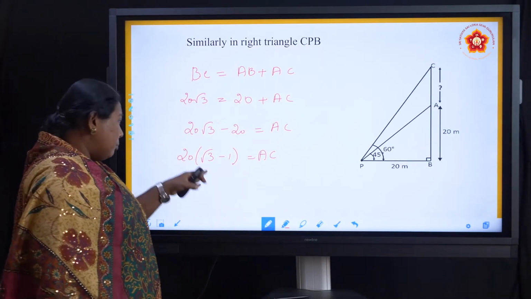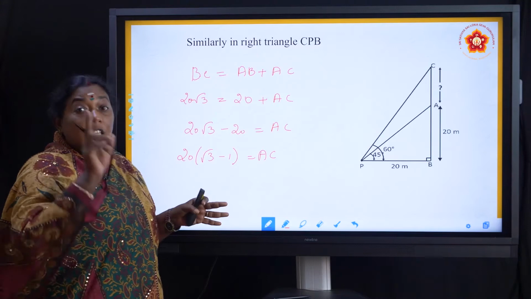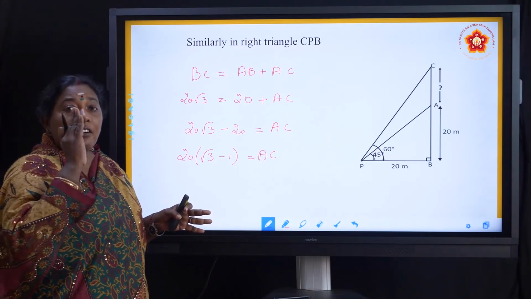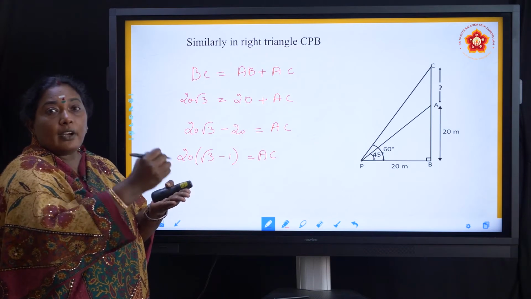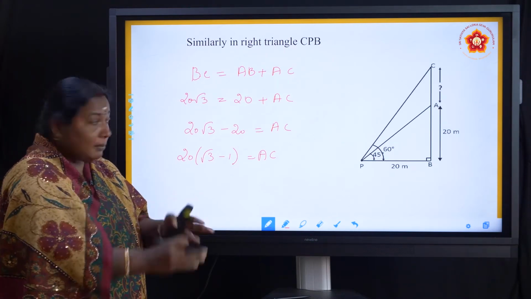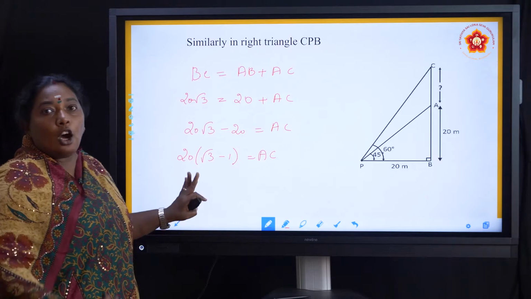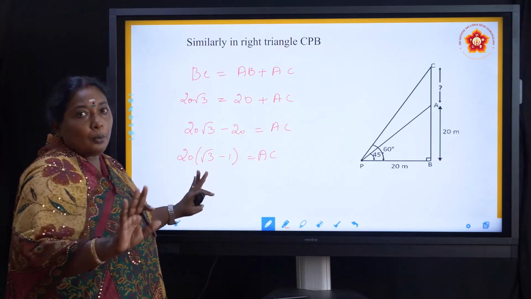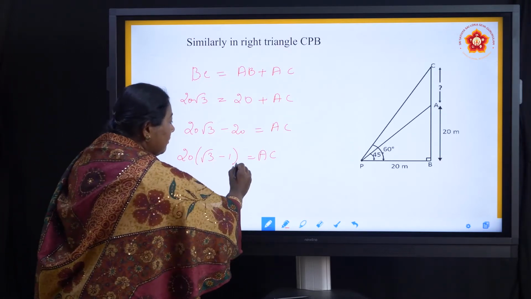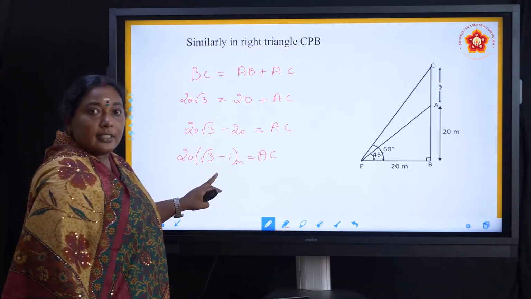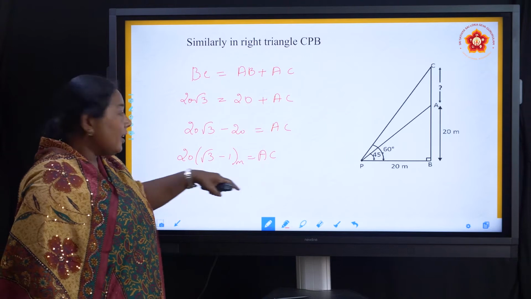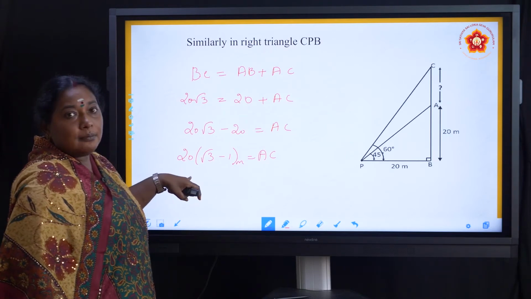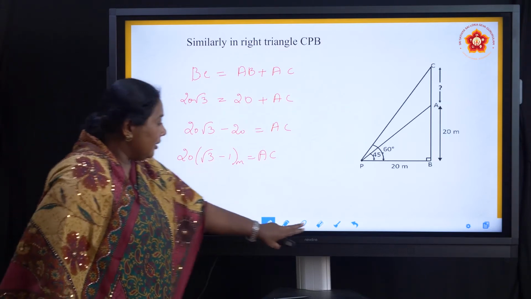Do I have to put the value of root 3? If in the question they are giving the value, like root 3 is equal to 1.732, then apply it, multiply it, get the answer, or else leave it as it is, no problem, you will get the mark. So this is what we have to find. AC, the height of the tower, is what we have to find. We got the answer. I think it is very clear, right?